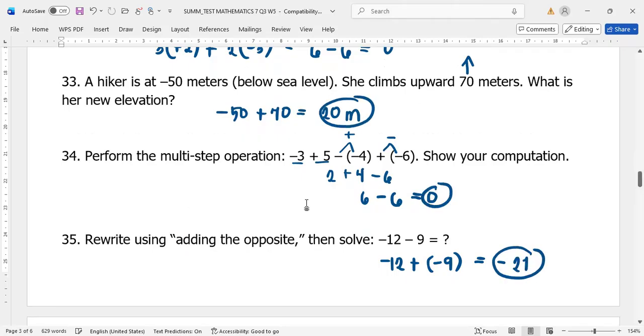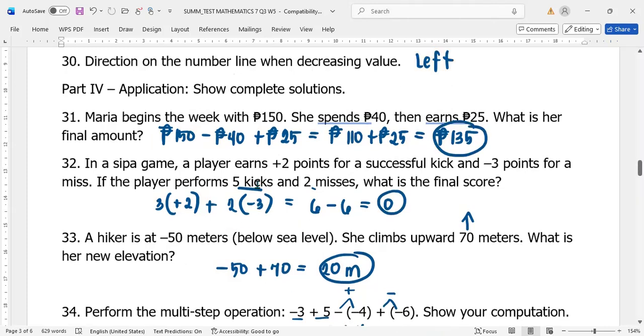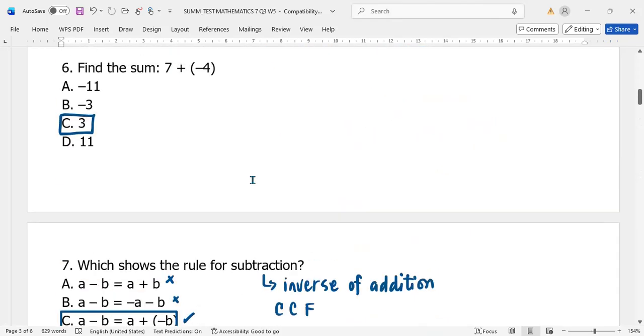So this is just an example of a review test for Grade 7 Mathematics, Quarter 3, Week 5.